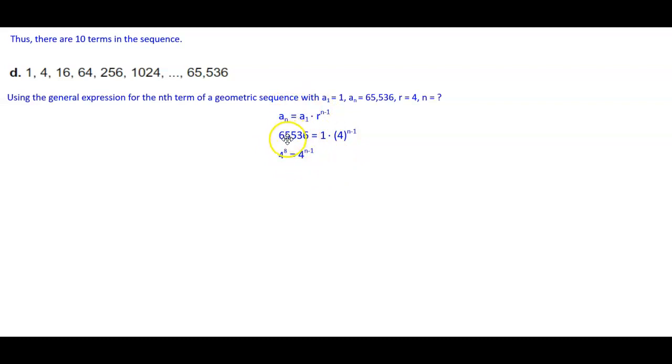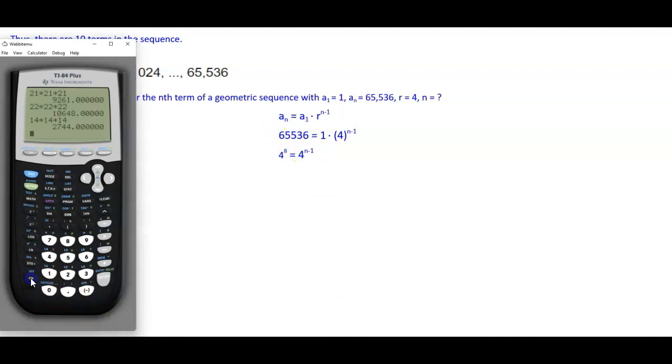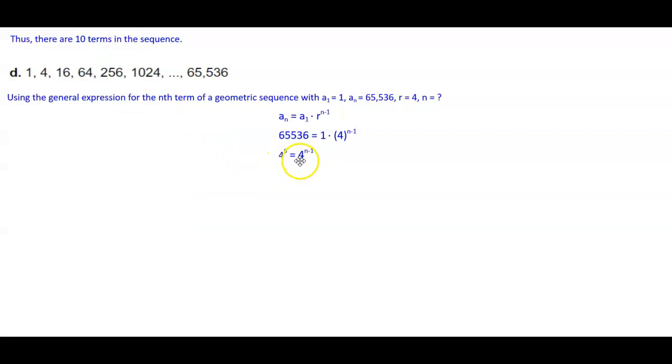So looking at the number 65,536, we want to find out where we can find the base of 4. It'll have an exponent of 8, which equals 65,536. Let's just verify that. If we say 4 to the 8th power, that gives us 65,536. Now, since we have the same base, we can set our exponents equal to each other. And so 8 is going to equal n minus 1. Now if we add 1 to both sides, n is going to equal 9. Thus, there are 9 terms in the sequence.